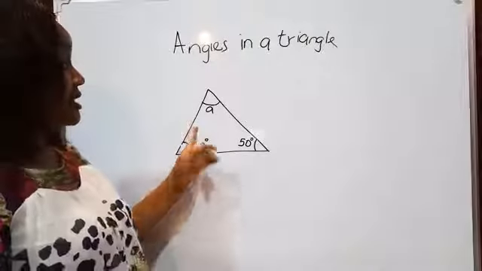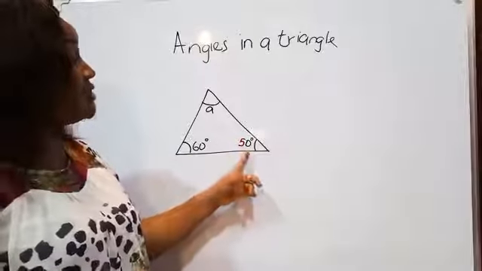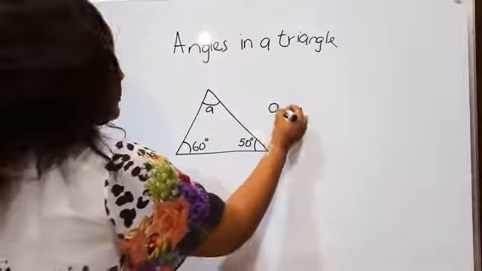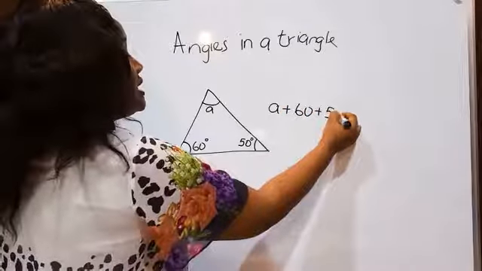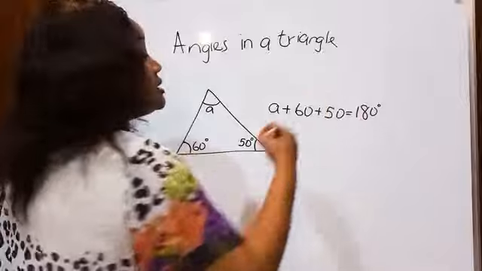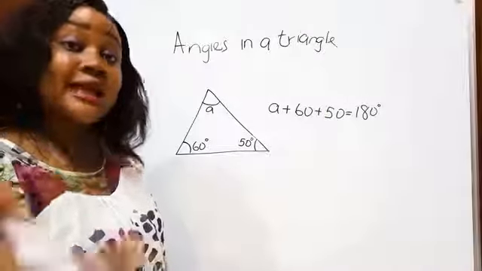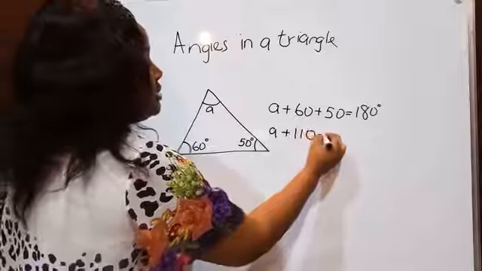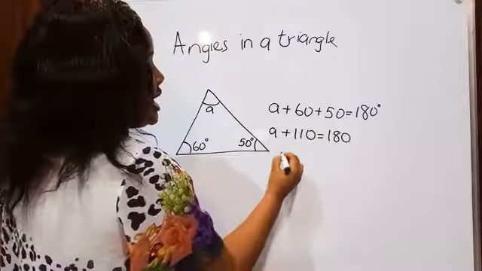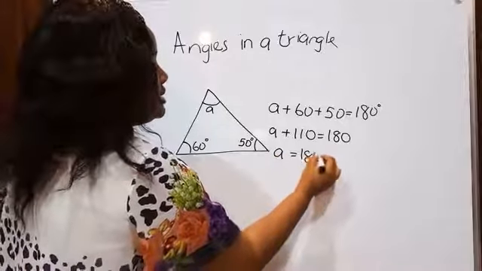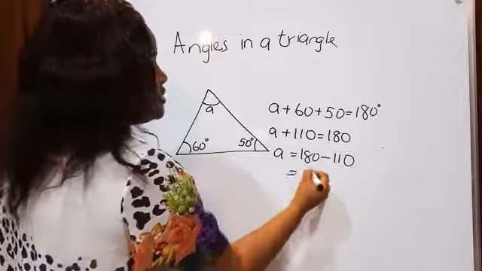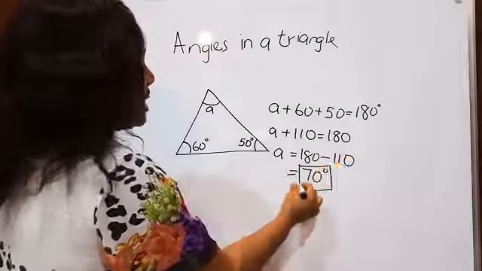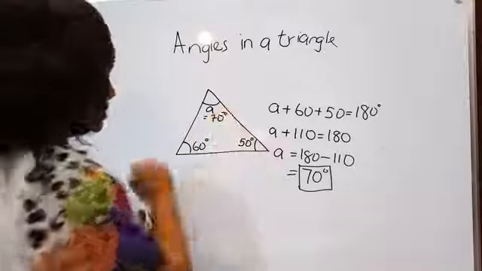Let's try and solve this easy question. We are given two angles, 60 degrees and 50 degrees, and we're supposed to find A. How do we go about it? We know that A plus 60 plus 50 equals 180 degrees. Reason, sum of angles in a triangle. So you have A plus 110 equals 180, and A equals 180 minus 110. That gives us 70 degrees. So A equals 70 degrees.